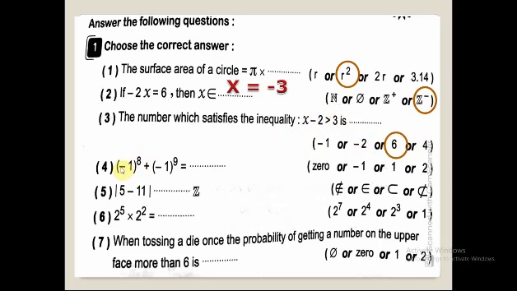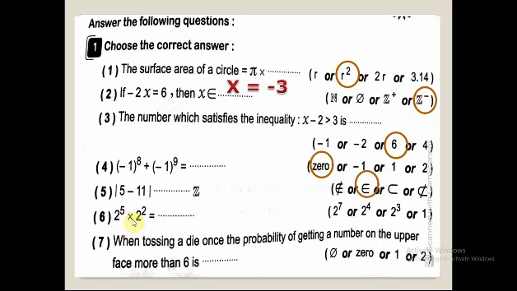Negative 1 to the power of 8, we have an even power. The even power cancels the sign, it equals 1. Here, negative 1 to the power of 9, the power is odd, so I keep the sign negative. So 1 minus 1 equals 0. 5 minus 11, it's negative 6, but don't forget the absolute value. Absolute value of negative 6 equals 6, because the absolute value cancels the sign. So 6 belongs to Z.